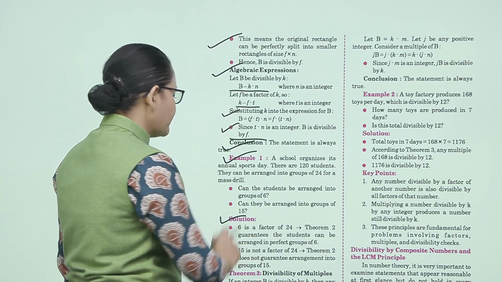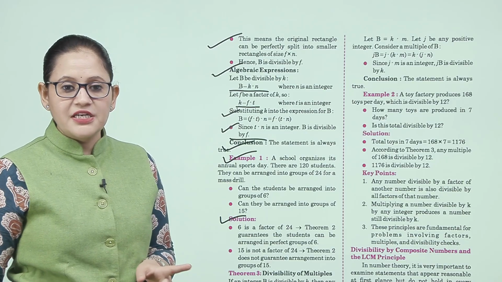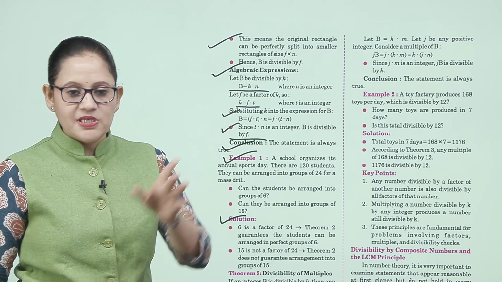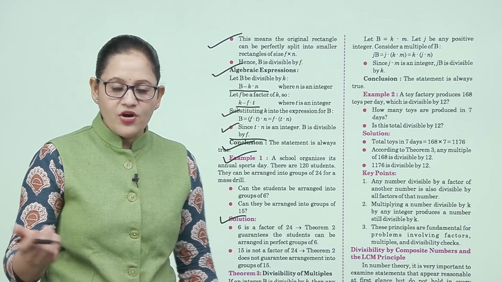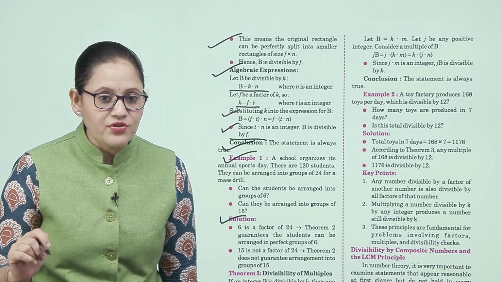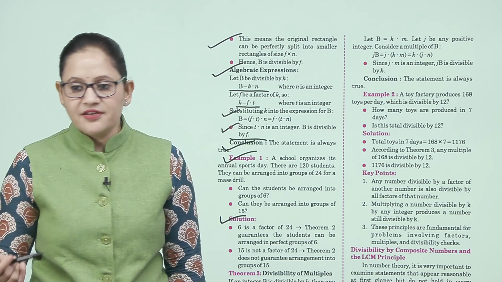Now the solution. 6 is a factor of 24, we know. Theorem 2 guarantees that the students can be arranged in perfect groups of 6 because it is a factor of 24. Now 15 is not a factor of 24, so Theorem 2 does not guarantee the arrangement into groups of 15.